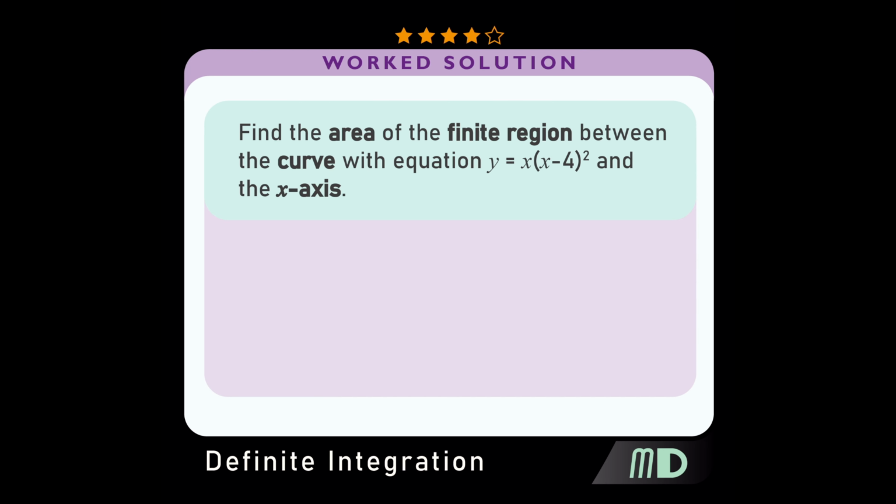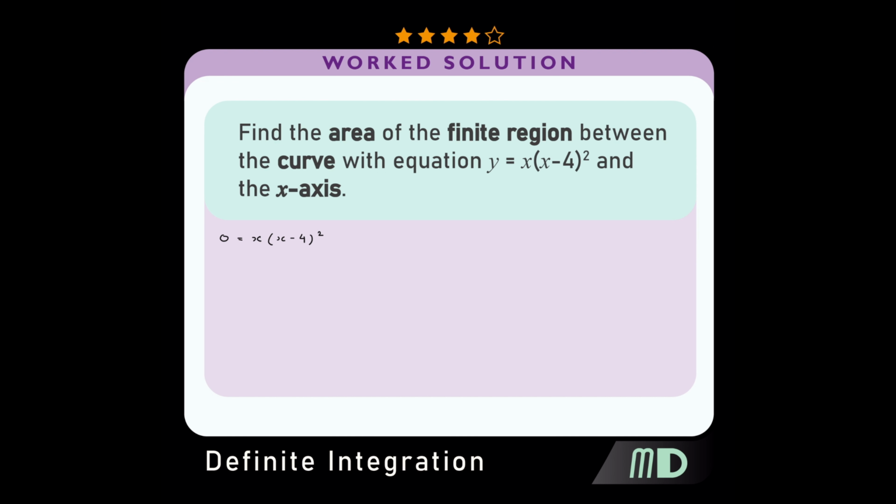To begin, we need to find the coordinates of the point of intersection between the curve and the x-axis. For points on the x-axis, y has the value 0. Setting y to the value 0 gives us an equation that we can solve. 0 equal to x multiplied by (x minus 4) squared.